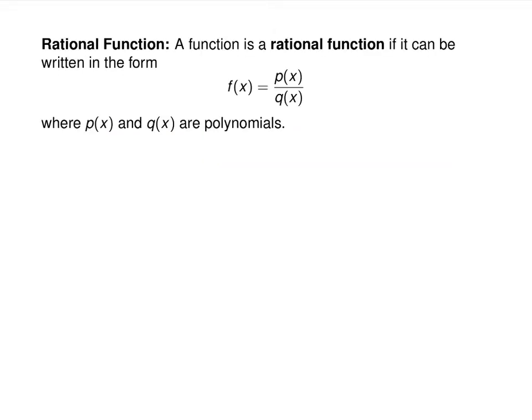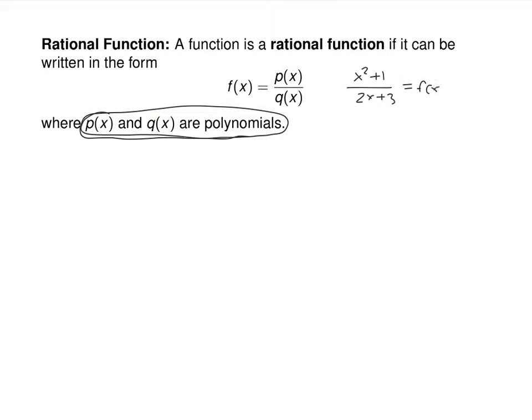A rational function is a function that can be written in the form f of x is p of x over q of x. And the kicker here is that p and q are polynomials. So all the stuff that we're doing today applies because these are polynomials. If they're not polynomials, different things can happen. So something like x squared plus 1 over 2x plus 3, that's a rational function.